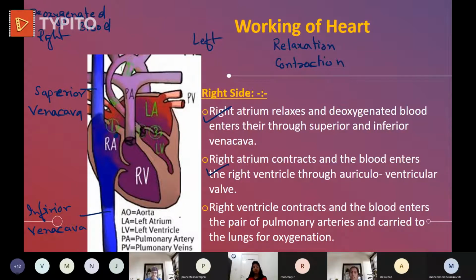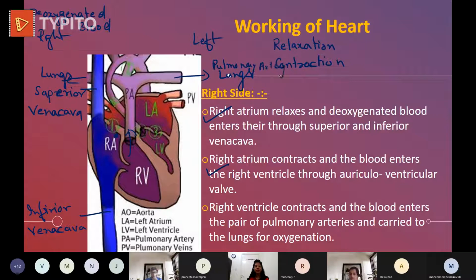And after that, the right ventricle will contract, and then where will the blood go? The blood cannot go back to the atrium because the tricuspid valve will be closed. So where will the blood go? The blood will go to the pulmonary artery, and then it will be directed to the lungs.